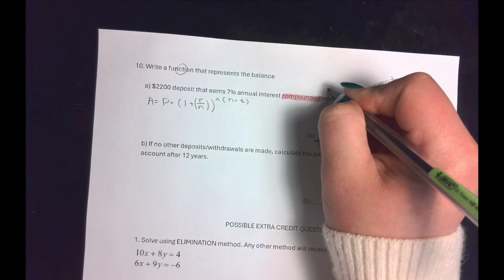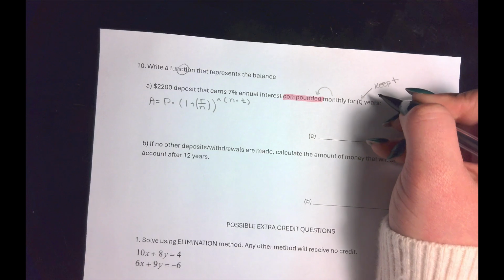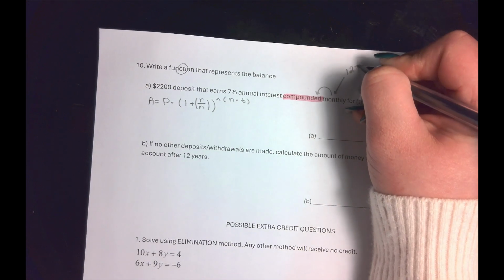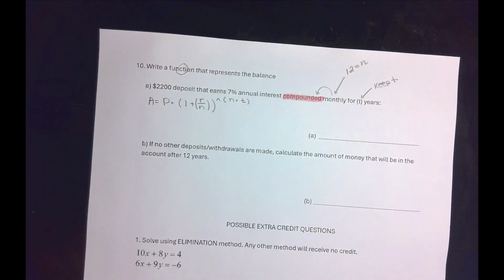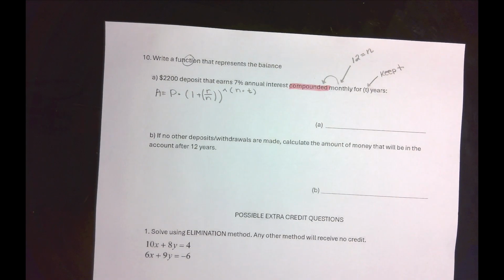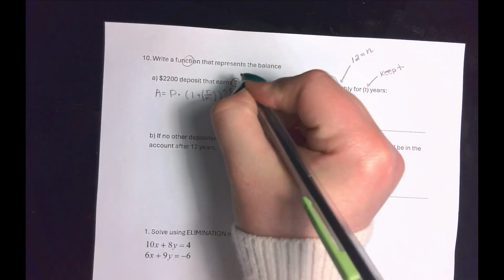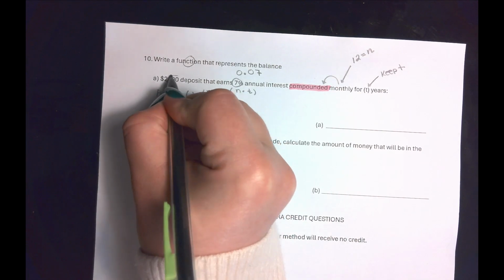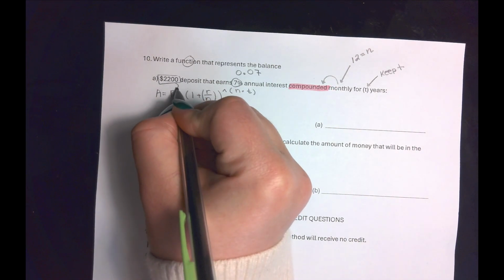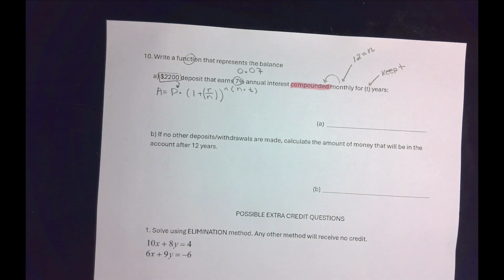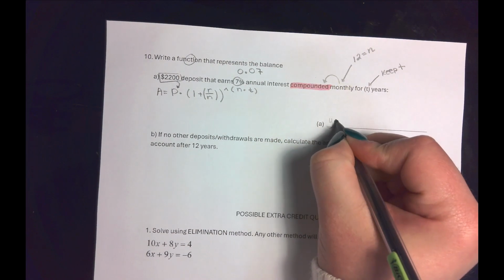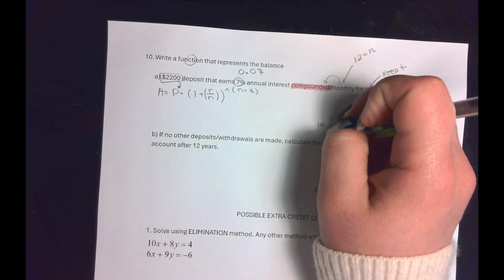However, they are telling us that it's going to be compounded monthly. So compounded monthly means it's going to happen 12 times per year. So that means our N value is going to be 12. Annual interest rate is 7%, which means we need to convert it to a decimal. And we have our initial deposit, which is going to be our principal, at $2,200. Let's write out our formula. We have Y. I guess not, it's not Y now, it's A, right?